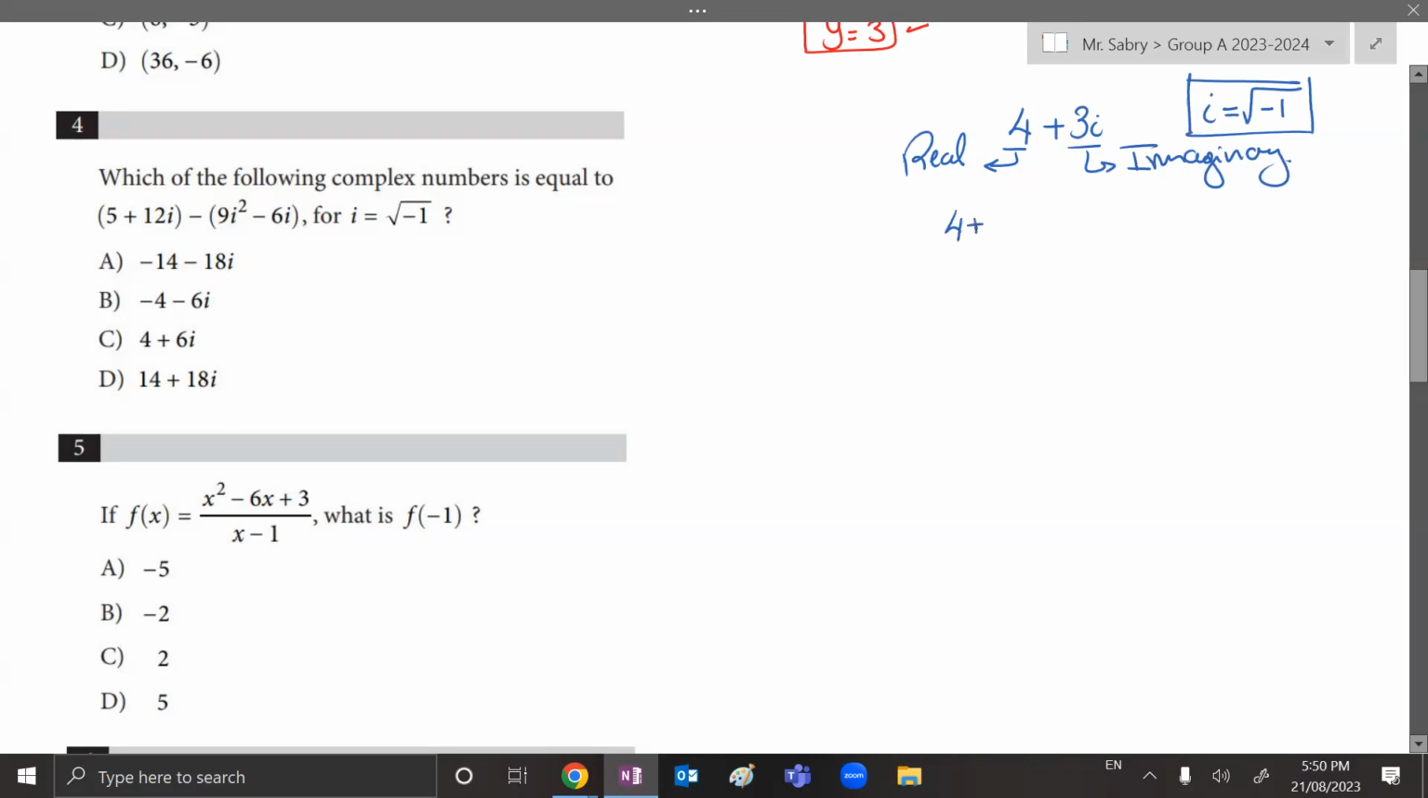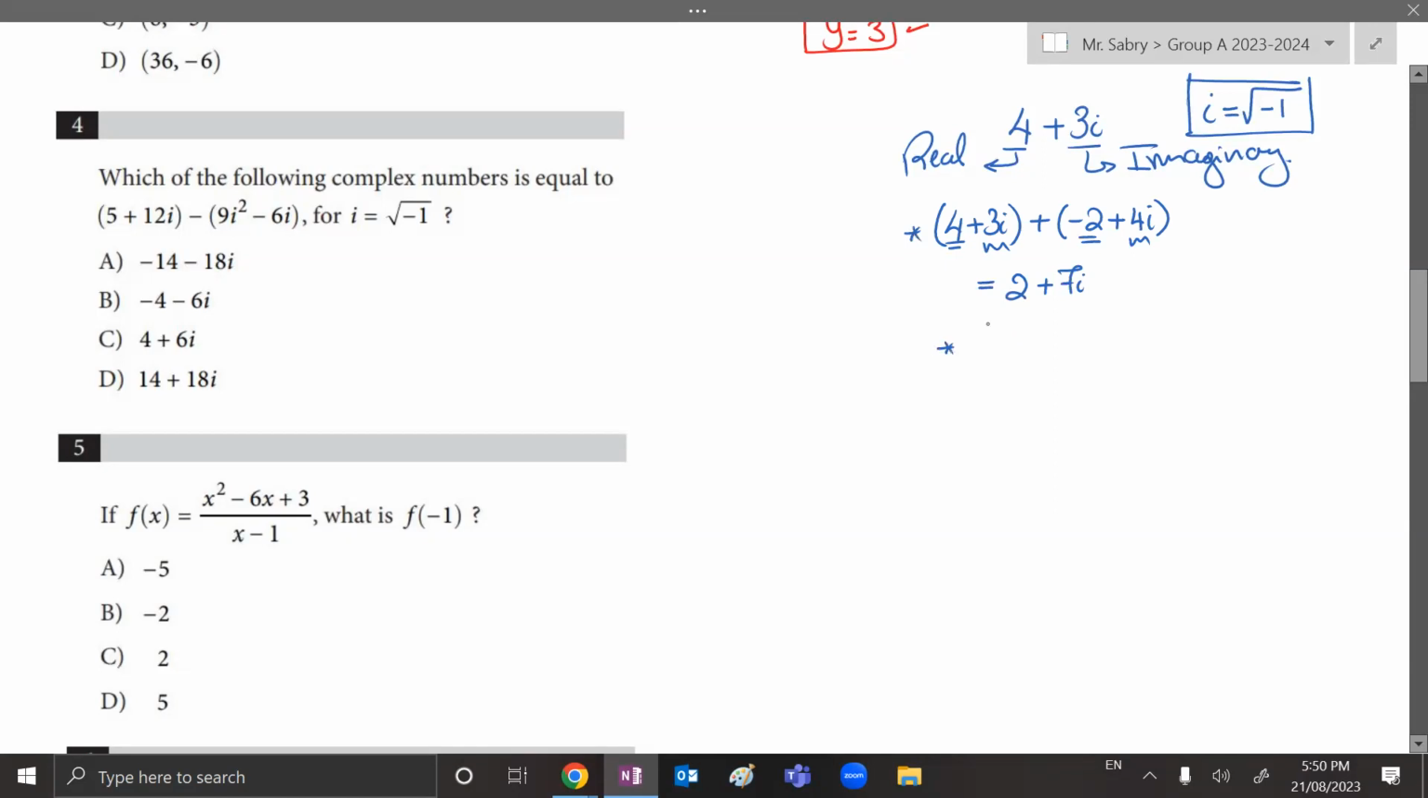Let's say we have 4 plus 3i added to -2 plus 4i. When we add, we simply add like terms together. The 4 with the -2, which would become 2, and then the 3i plus the 4i, which is positive 7i. This is your final answer. That's it.